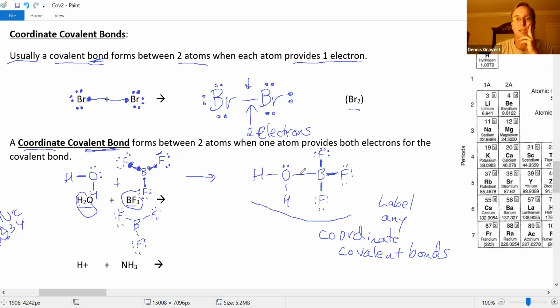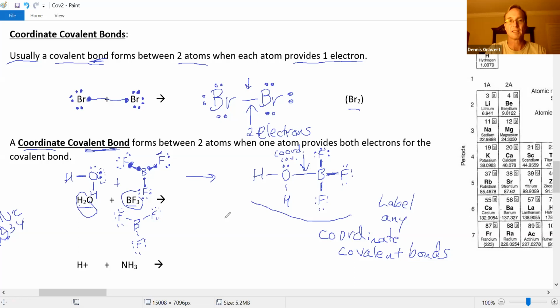What about this bond though? That's where oxygen supplied both electrons. Boron didn't do any work. This is the coordinate covalent bond. If you allow me, I'll just abbreviate it because it won't fit. There we go. This is the bond. That's the special coordinate covalent bond, because it came from the combination of 1 atom supplying both electrons and the other one didn't supply any.